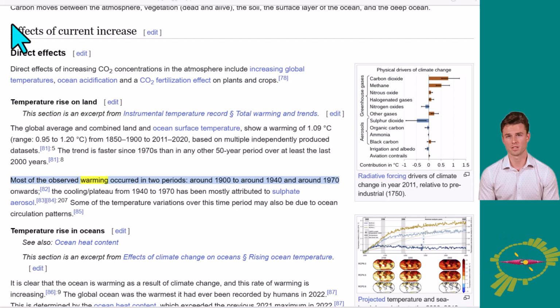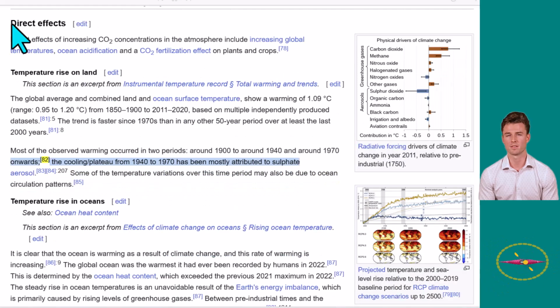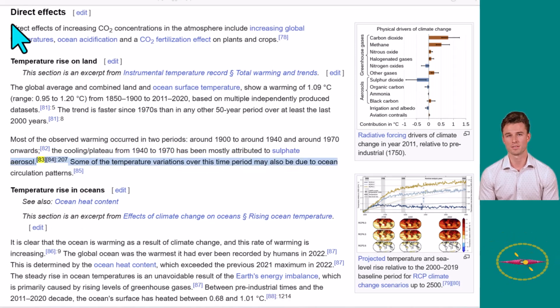Most of the observed warming occurred in two periods, around 1900 to around 1940 and around 1970 onwards. The cooling/plateau from 1940 to 1970 has been mostly attributed to sulfate aerosol. Some of the temperature variations over this time period may also be due to ocean circulation patterns.